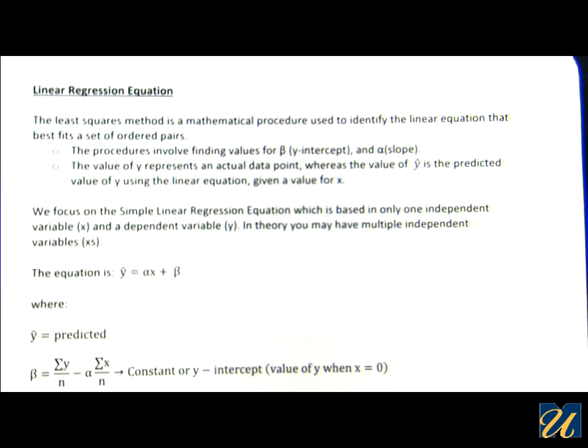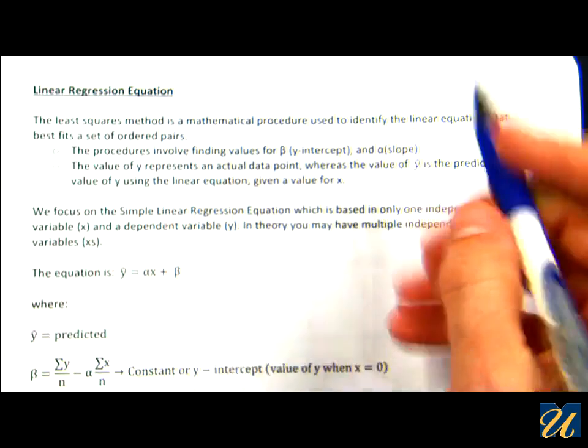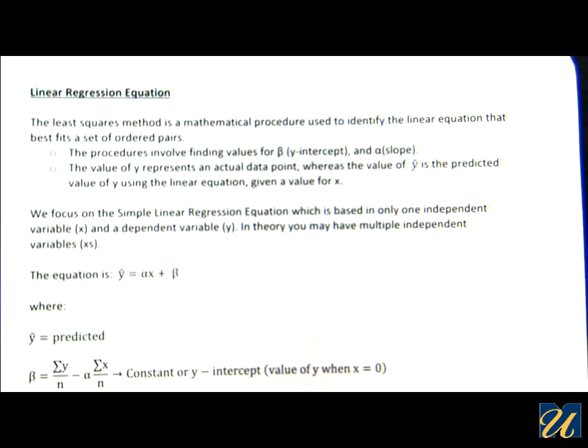Now, let's see how we will be forming the equation that links the two variables, the dependent and independent variable. The least squares method is a mathematical procedure used to identify the linear equation that best fits a set of ordered pairs. The procedure involves finding values for beta, which is your y-intercept, and alpha, which is the slope. The value of y represents an actual data point, whereas the value of y with the little hat, as I call it, is the predicted value of y using the linear equation given a value for x.